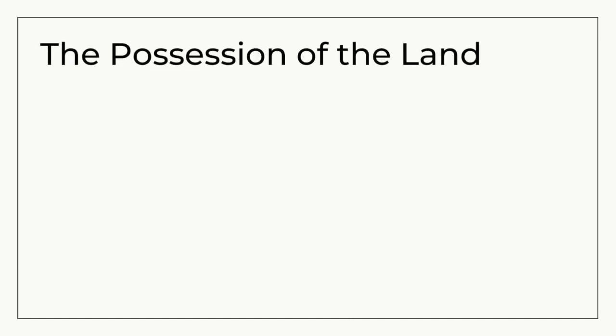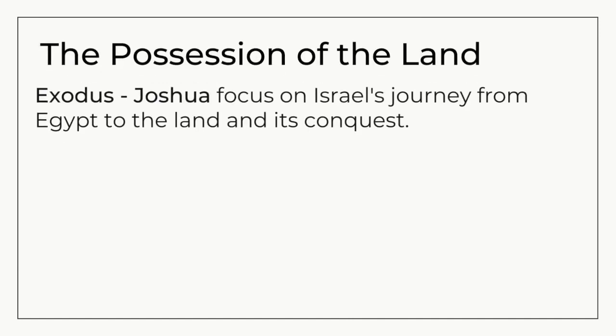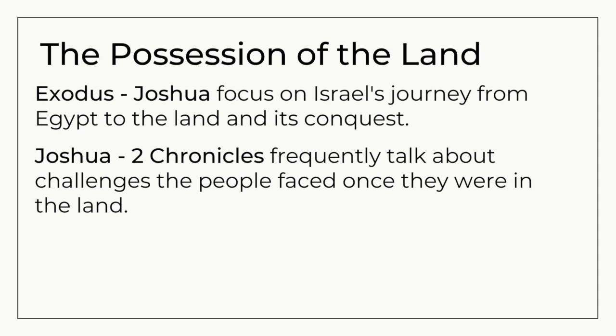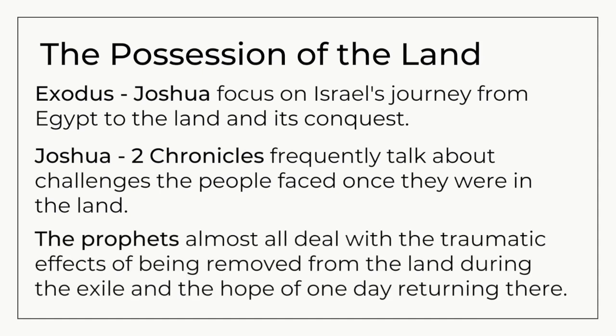Possession of the land is a major theme in the Old Testament. Much of the first six books of the Bible, Genesis through Joshua, focus on Israel's journey from Egypt to the land and its subsequent conquests. The historical books that you can read in Joshua through 2 Chronicles frequently talk about the challenges people faced once they were in the land. Finally, the prophets almost all deal with the traumatic effects of being removed from the land during the exile and the hope of one day returning there.